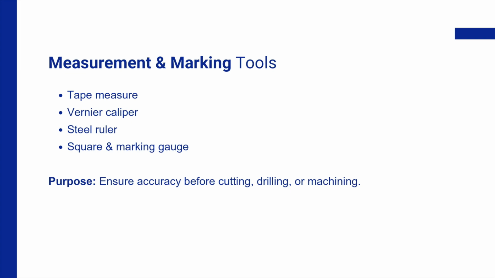Accurate measurement is very critical because once material is removed, it cannot be replaced. An incorrect measurement at this stage often leads to an inaccurate part or material wastage. For this reason, measuring is usually the first and most important step in any fabrication process.